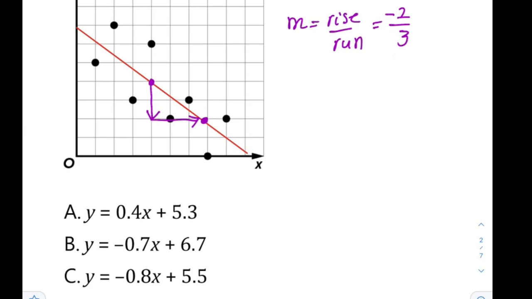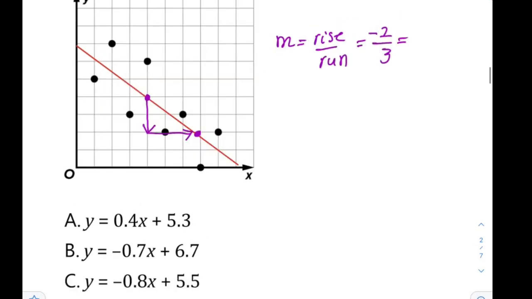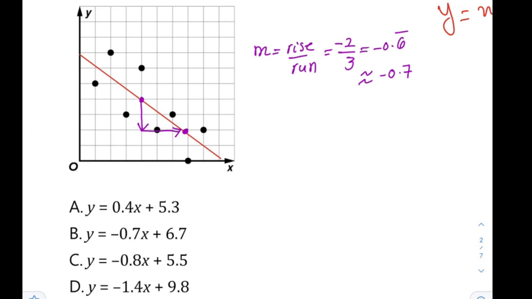Of course, you can find the coordinates of this point and apply the slope formula, but I like to use the rise over run. If you find this, -2 over 3, it's approximately -0.6666, which is approximately -0.7. You should know that this line has a negative slope. It's decreasing. And as you see here, the only line that has -0.7 is B.